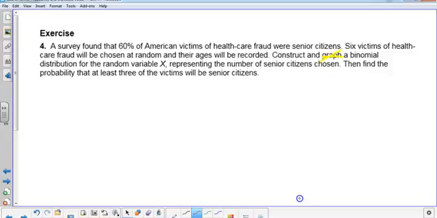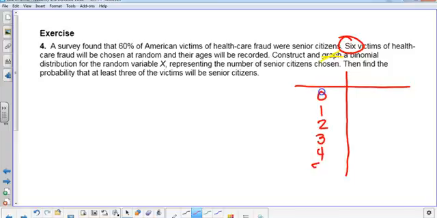A survey found that 60% of American victims of healthcare fraud were senior citizens. Okay? So they surveyed people who were victims of healthcare fraud and asked them their age to determine if they were a senior citizen or they weren't a senior citizen. All right? So 6 victims of healthcare fraud were chosen at random. Their ages were recorded. Construct a binomial distribution for the random variable x representing the number of senior citizens chosen. How many senior citizens could we have chosen? 0, 1, 2, 3, 4, 5, 6.